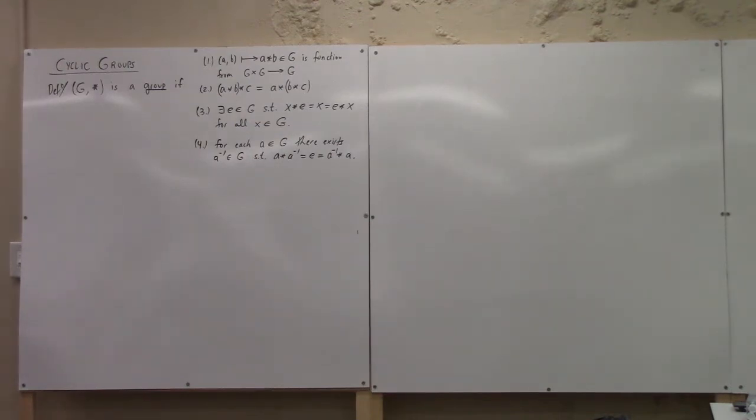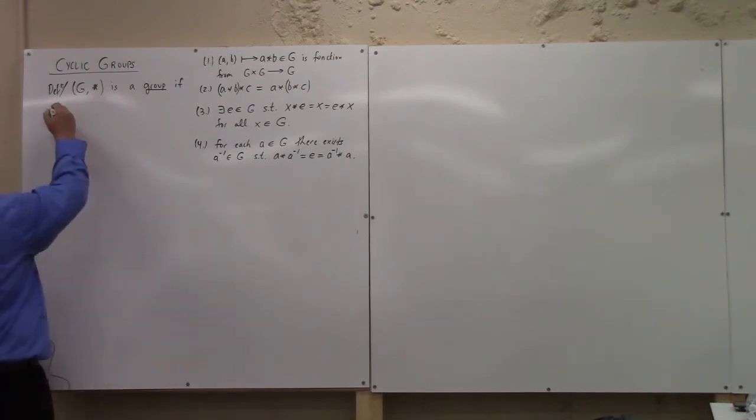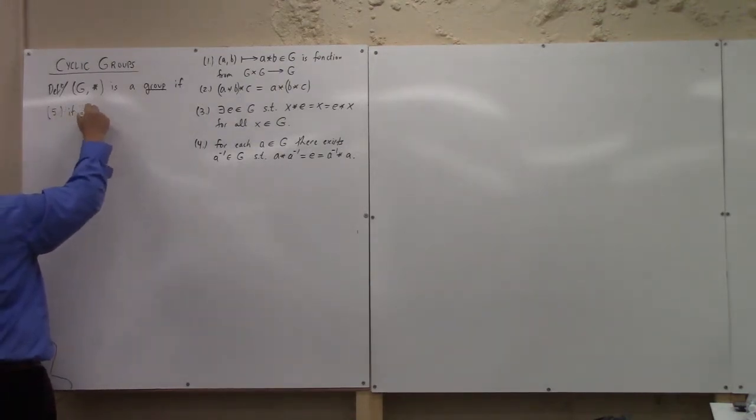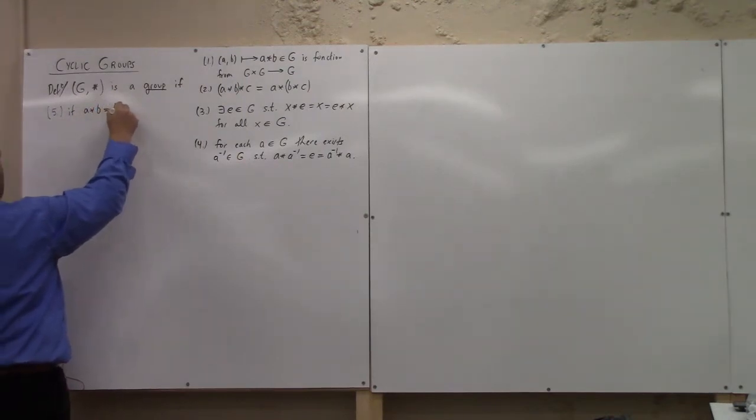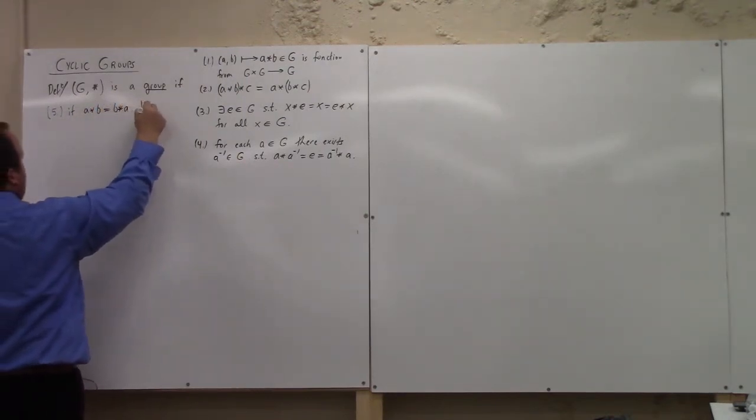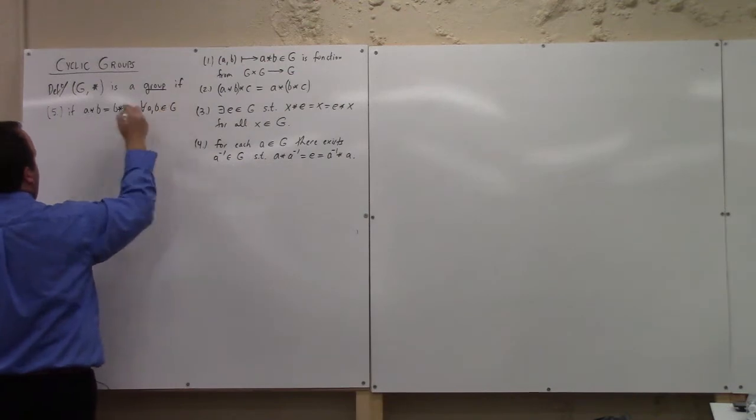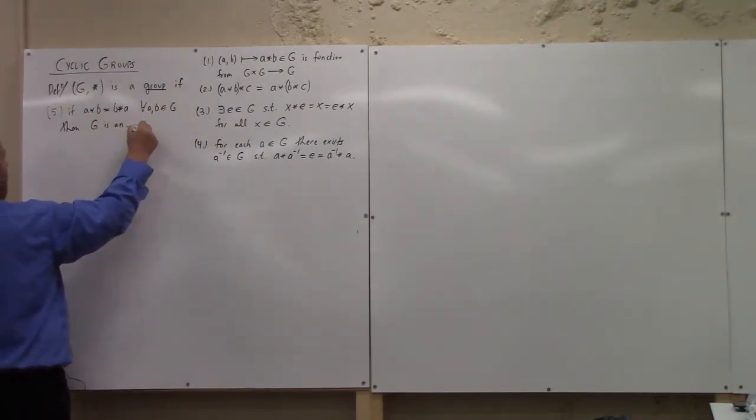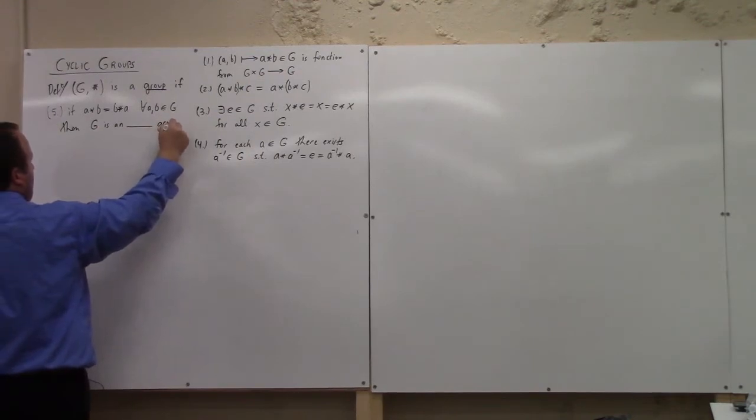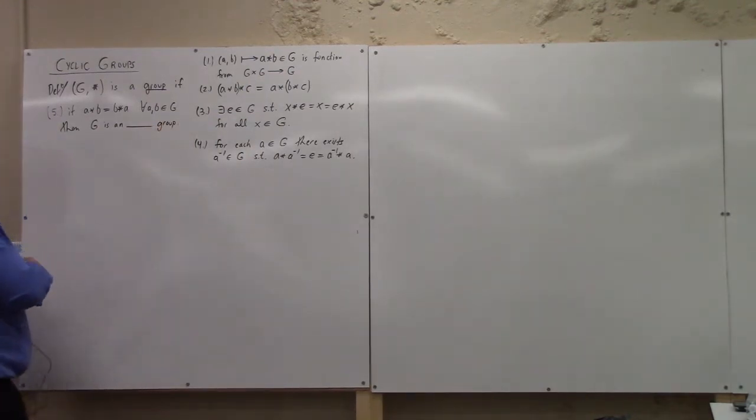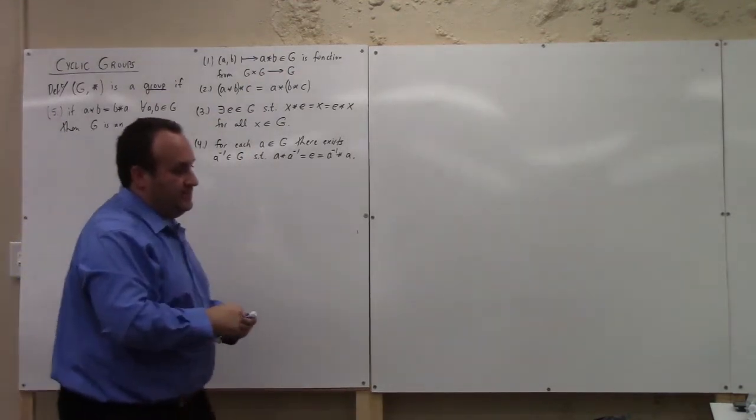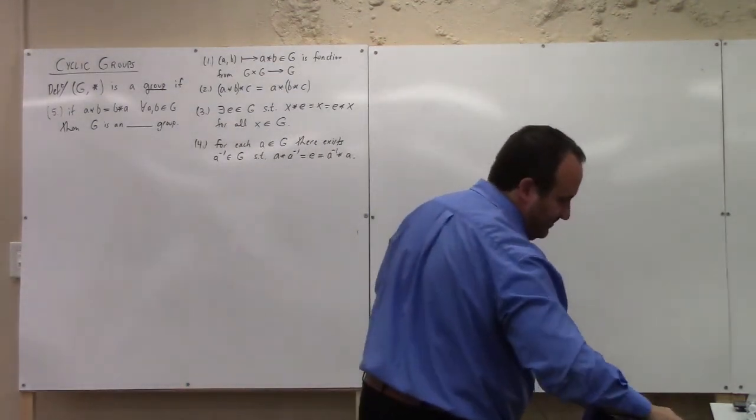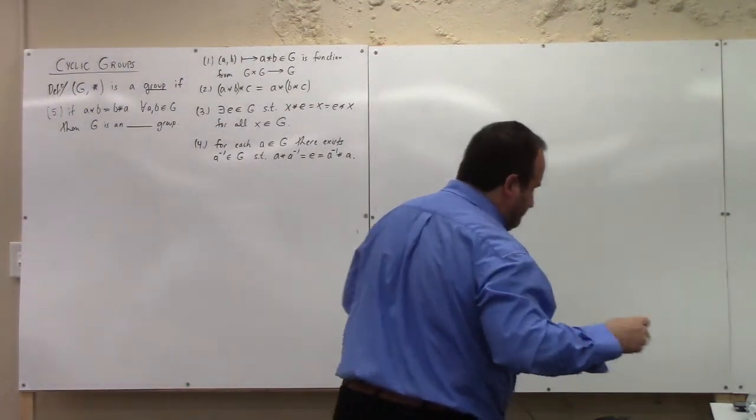And so I would add 5 to this, right? If A star B is equal to B star A for all A, B in G, then G is an blank group. Fill in the blank for me? Abelian. Very good. Abelian group. So we have that.